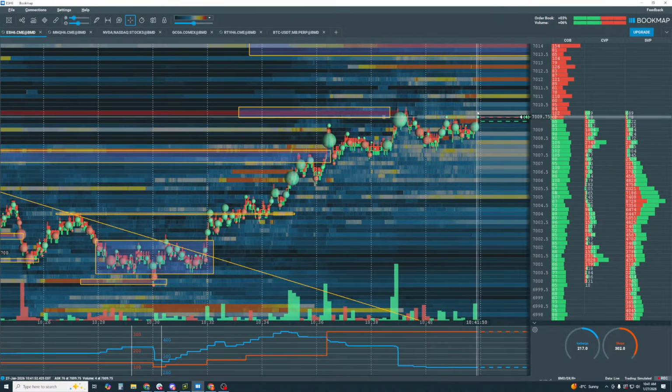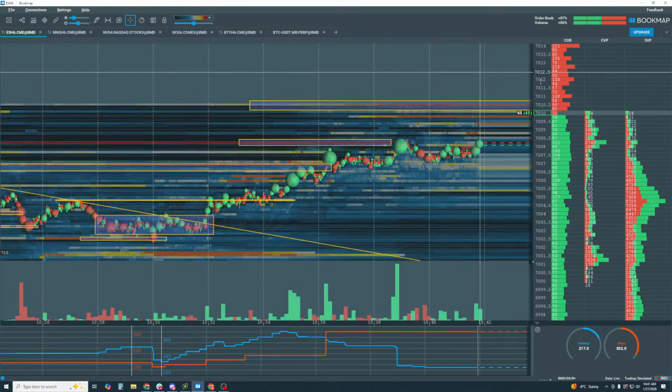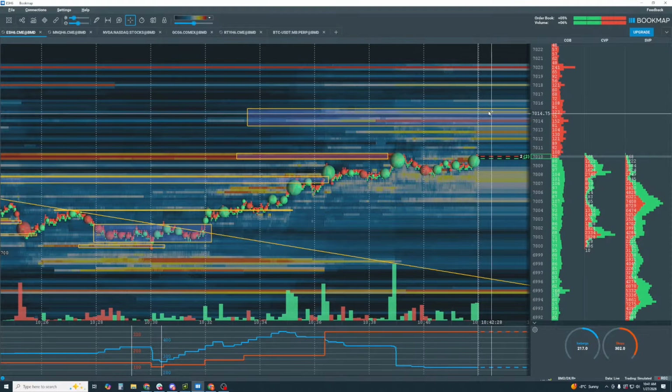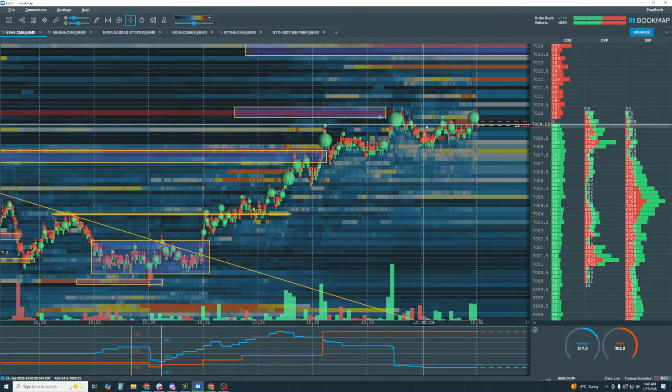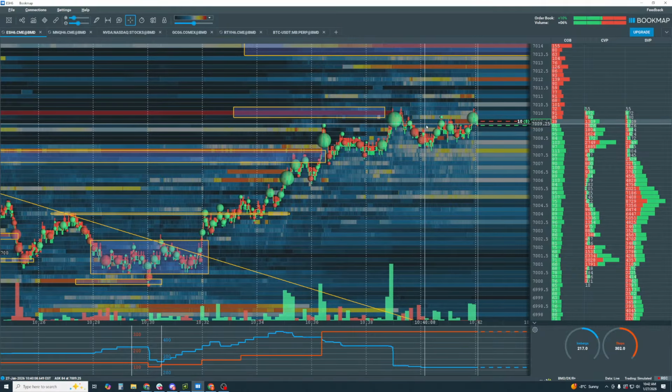All right, now I don't know. It might come back in, and we might move back up into this zone up in here. Okay, but that's the environment that I am looking for.